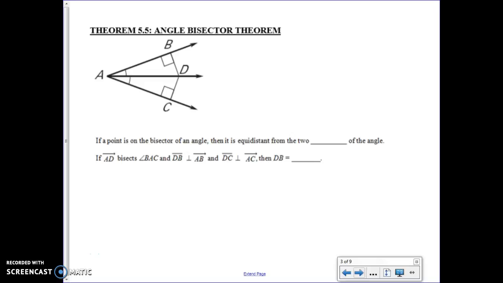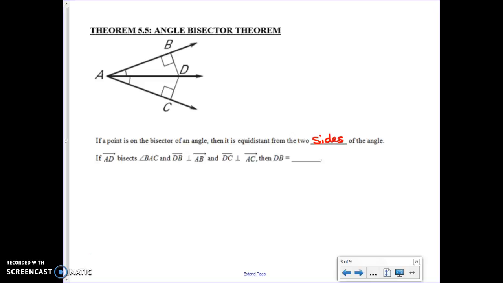So the angle bisector theorem says if a point is on the bisector of an angle, then it is equidistant from the two sides of the angle. So think about angle bisector. We're cutting the angle in half.